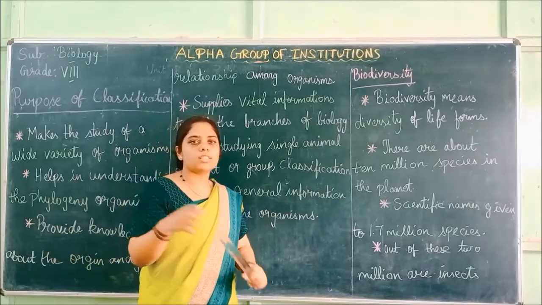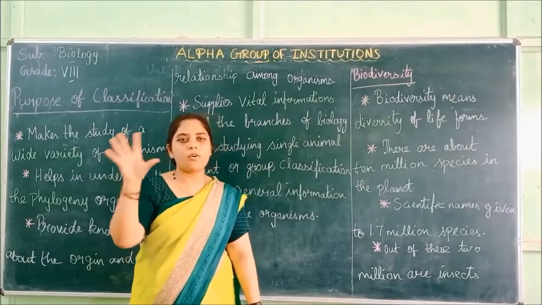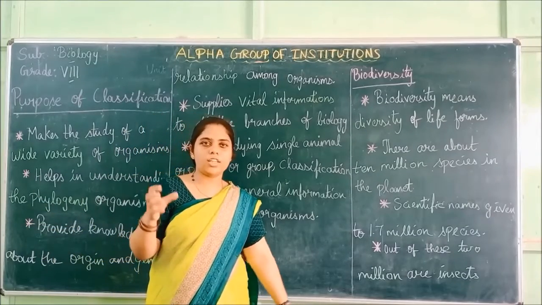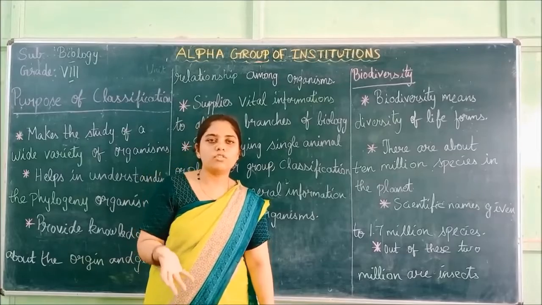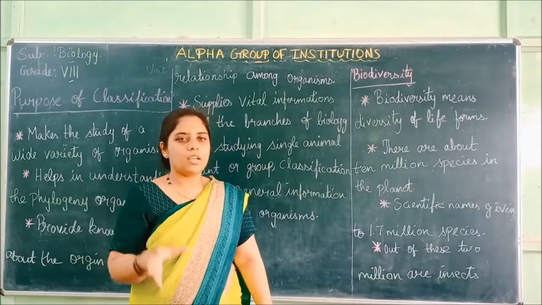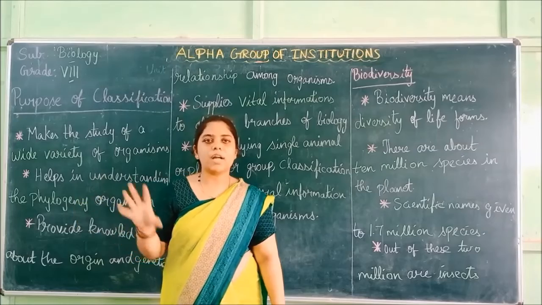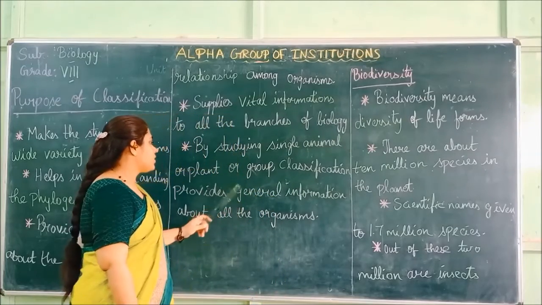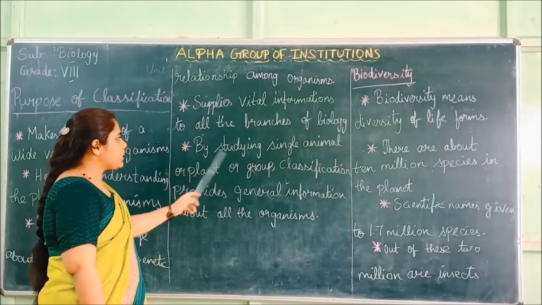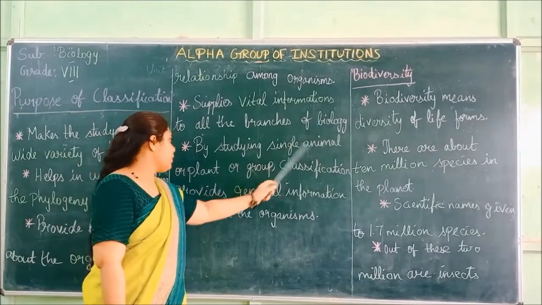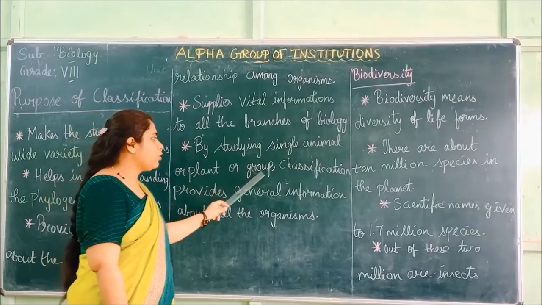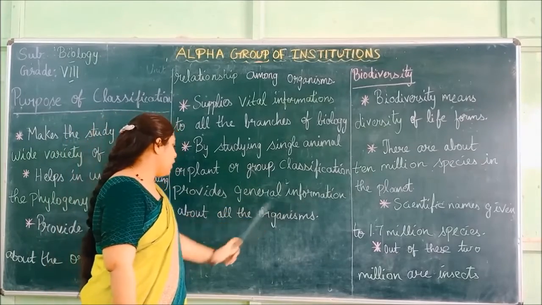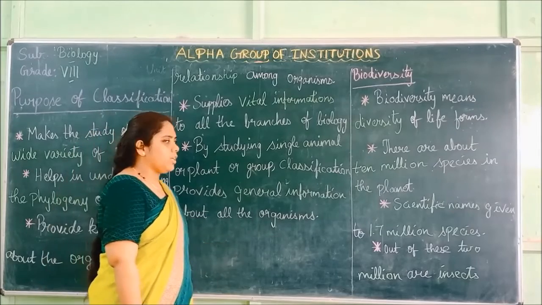How the body works. That is, we are taking all the things under and classifying, right? So in a classification, all the information about the organism will be given. So it can be used for many branches of biology. And next is, by studying a single animal or plant or group, classification provides general information about all the organisms.